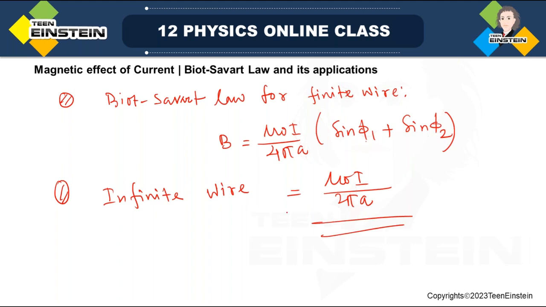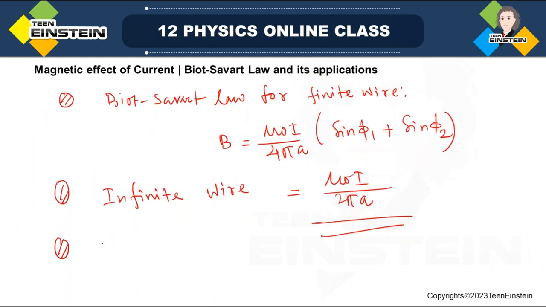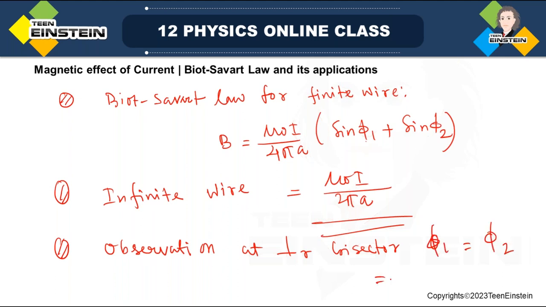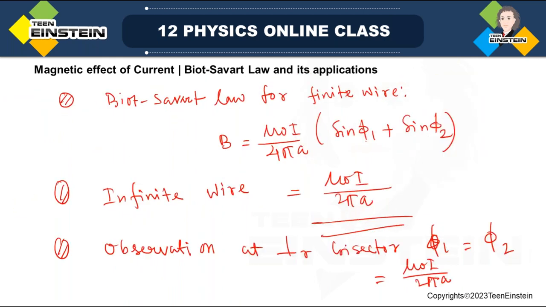So these are the main things. You can remember the other points as well. If the observation is at the end, it is half of that. If it is at the perpendicular bisector, then phi 1 and phi 2 will be equal, and that will give you mu 0 I by 2 pi a with the sine theta, sine phi.